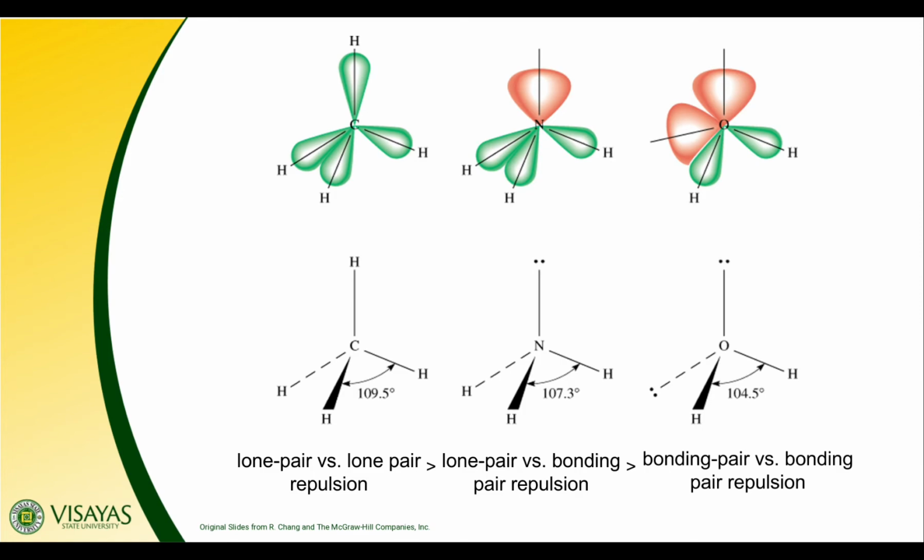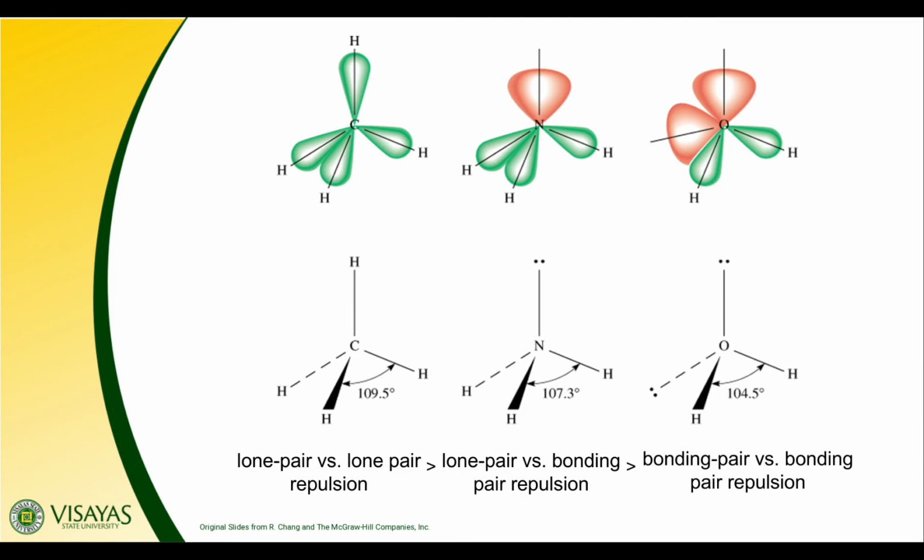Now, in ammonia, this atom here is replaced with an electron. Okay, so now we have our bonding pair and lone pair. This is lone pair and bonding pair repulsion. What happens to the bond angle here? We have here a decreased bond angle from 109.5 degrees. It has now become 107.3. So meaning our lone pair and bonding pair repulsion is greater than the bonding pair repulsion.